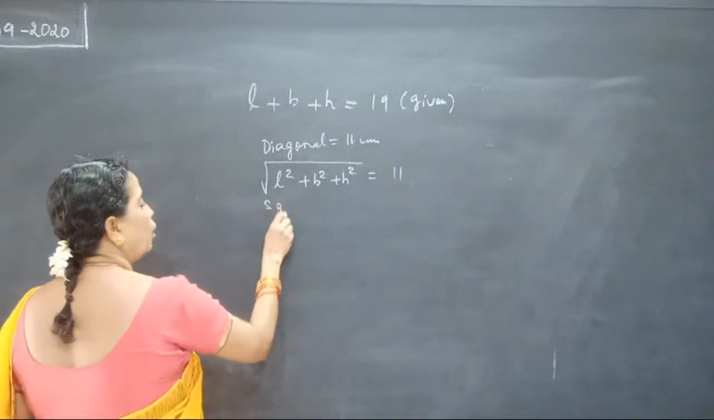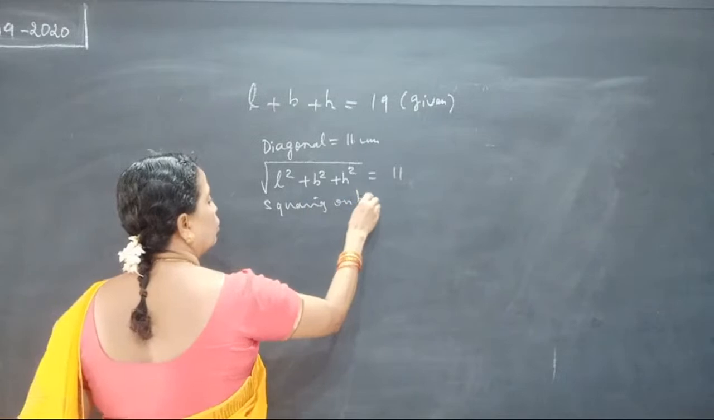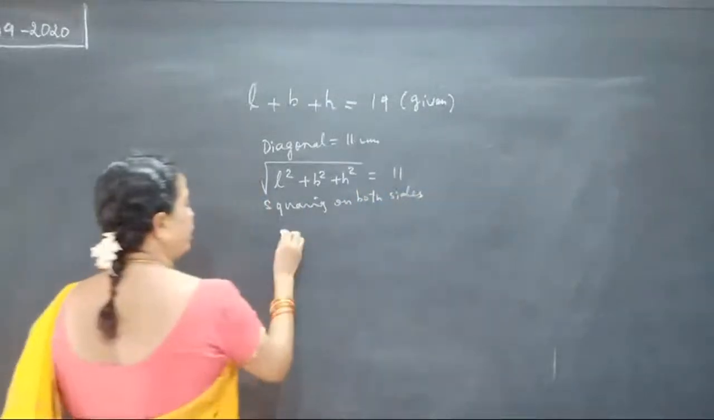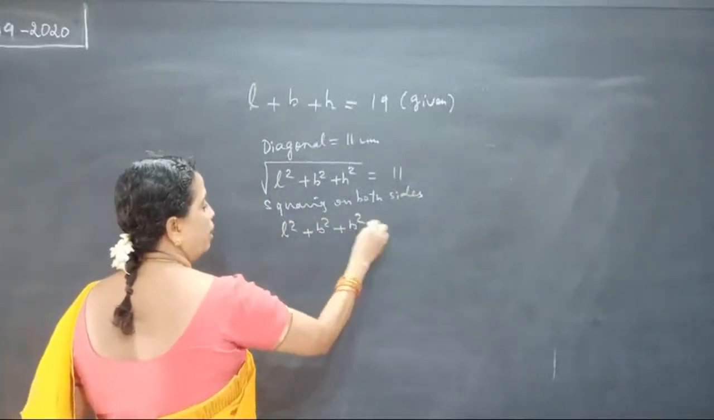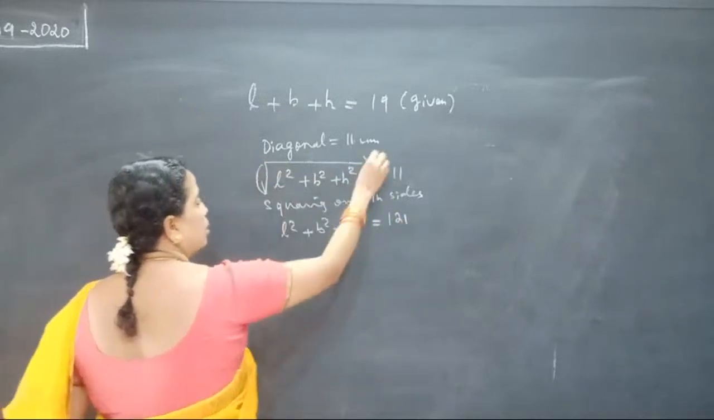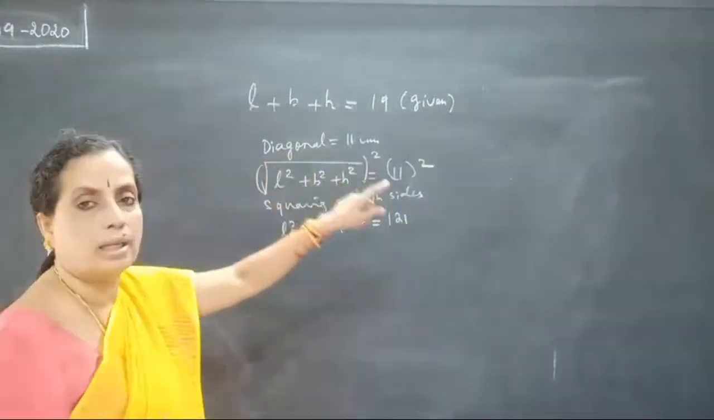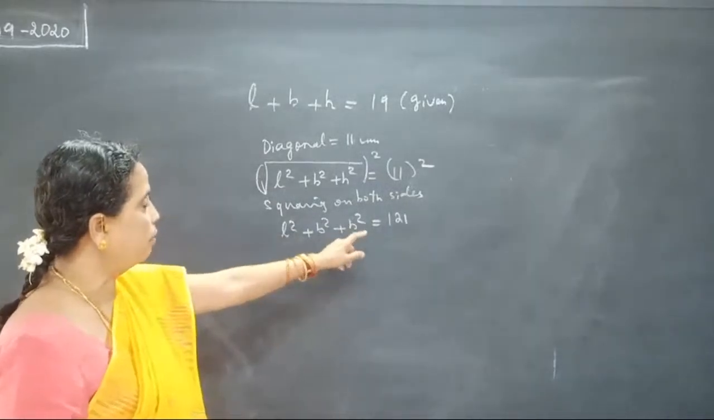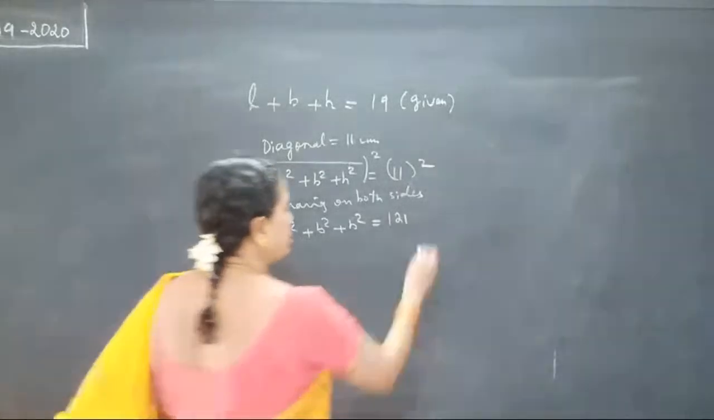Let us square it on both the sides. Squaring on both sides, what you get? L square plus B square plus H square equals 121. That is like this. Squaring on both sides, the root will get cancelled. You will have L square plus B square plus H square equals 121. So we have one result.